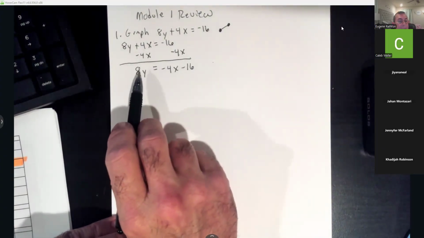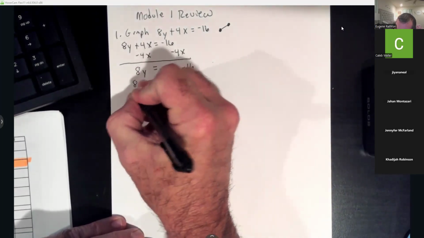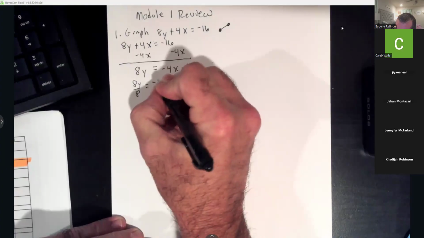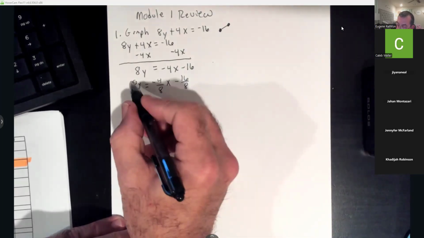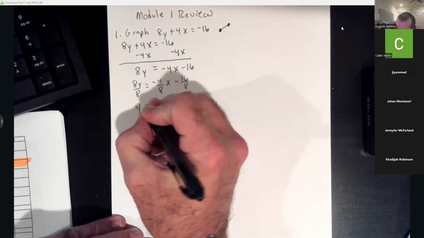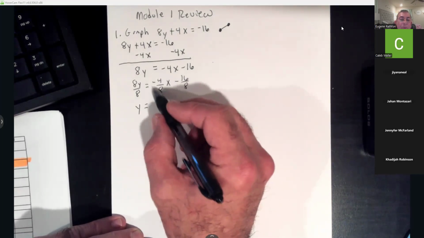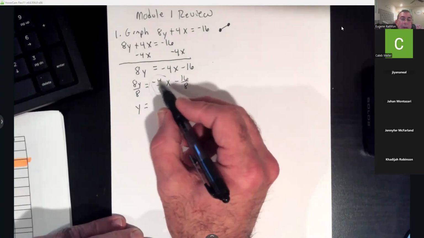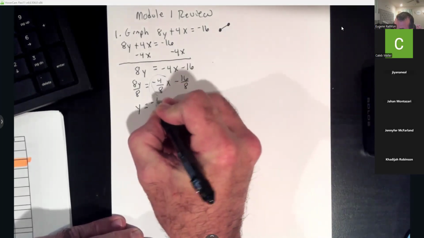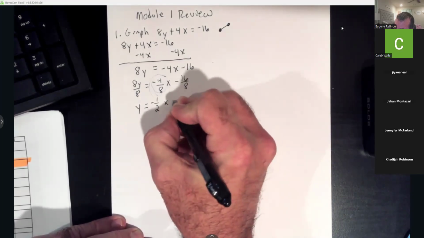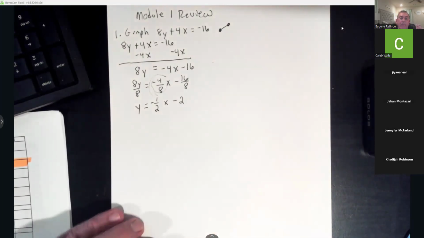All right, now to finish solving that, to get that to be a 1y, we'll divide everybody by 8. All right, y'all, so 8 divided by 8 gives me 1y. Well, I can't divide negative 4 by 8, but we can reduce that fraction. So that negative 4/8, if you divide top and bottom by 4, you can reduce that to a negative 1/2 x, and then minus 16 divided by 8 will give me 2.